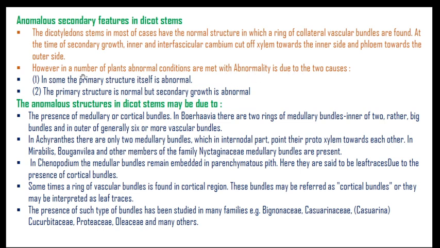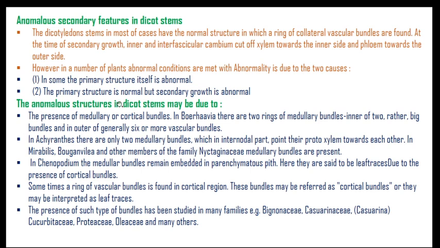The abnormality is due to two causes. First, the primary structure itself is abnormal. That means if a plant is in a primary developing condition and at that time develops secondary features or secondary growth, that is abnormal. In the second, the primary structure is normal but the secondary growth is abnormal. Such causes are found in many abnormal cases.